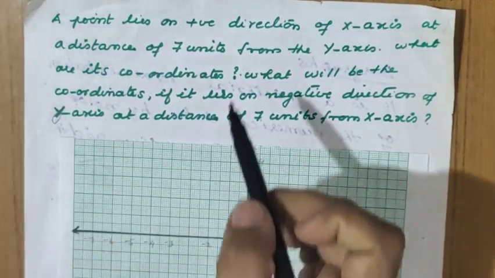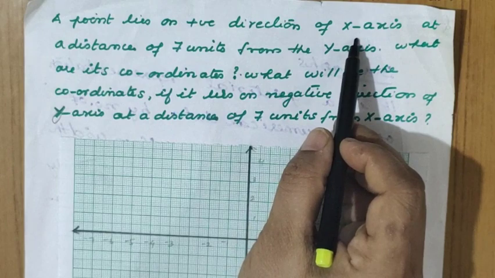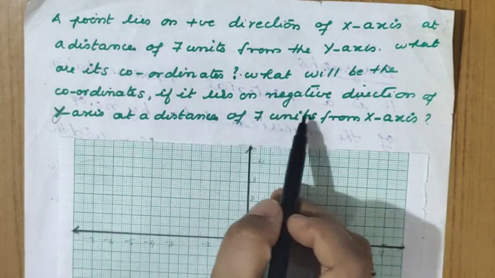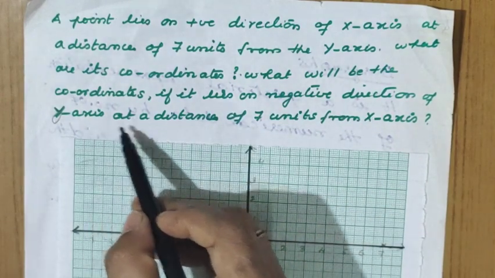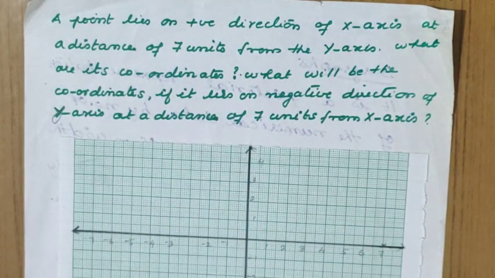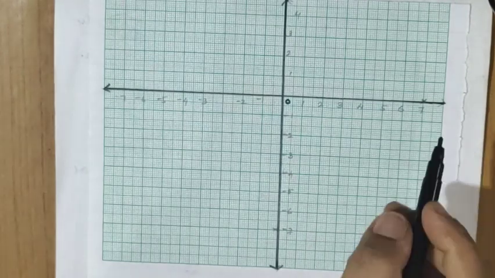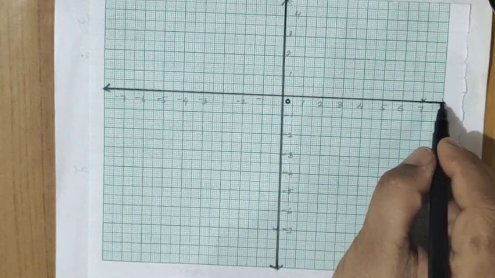A point lies on the positive direction of x-axis at a distance of 7 units from the y-axis. What are its coordinates? And what will be the coordinate if it lies on the negative direction of y-axis at a distance of 7 units from the x-axis? So what is the first part of the question? A point lies on the positive direction of x-axis at a distance of 7 units from the y-axis. So first we have to draw the plot lines only.